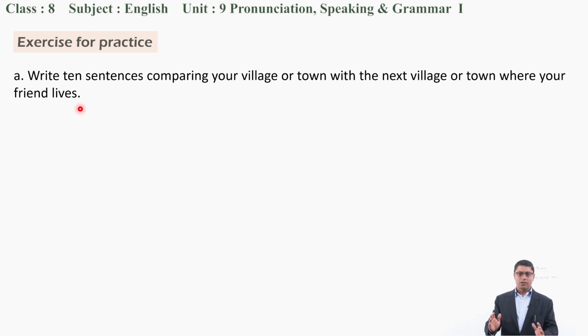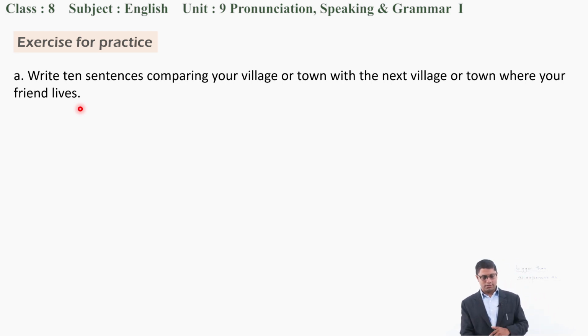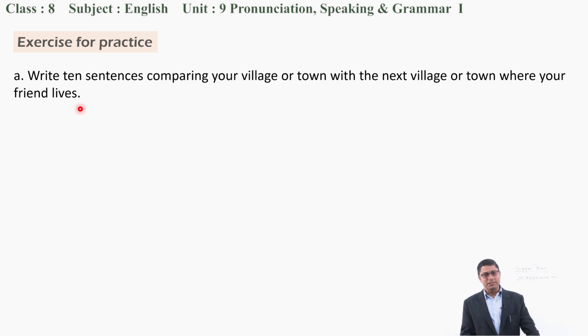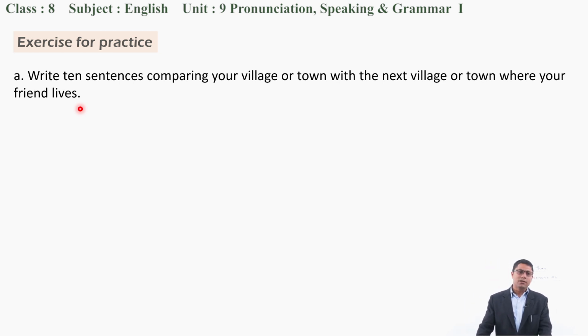Now you have to compare them. For example, you can say my village is bigger than my friend's village. Or you can say my village is cleaner than my friend's village. That's how you can make the comparison of these two places. This is your assignment. You will do it as your home assignment.